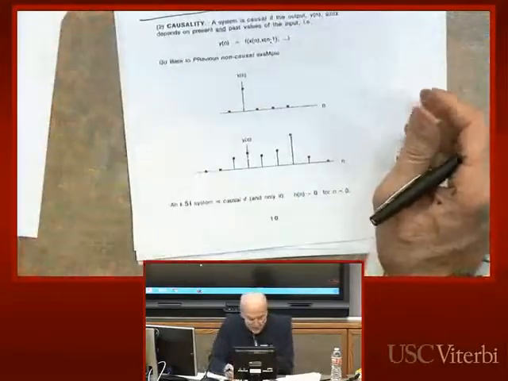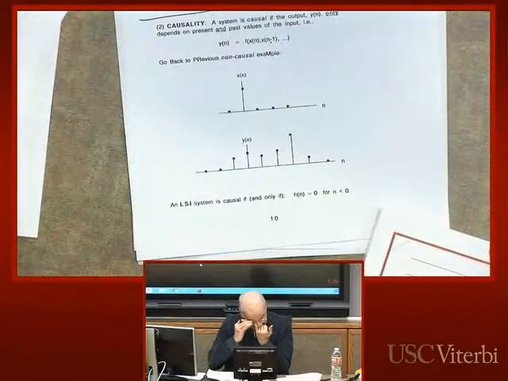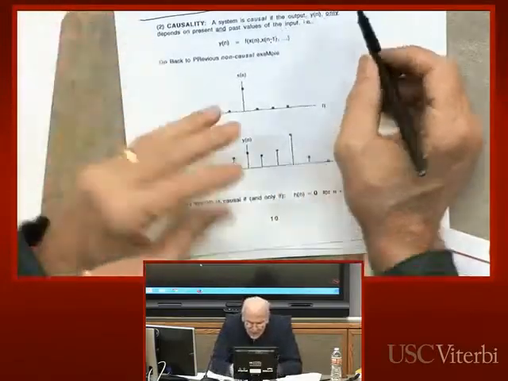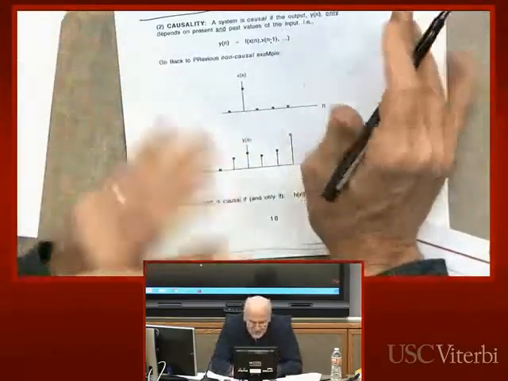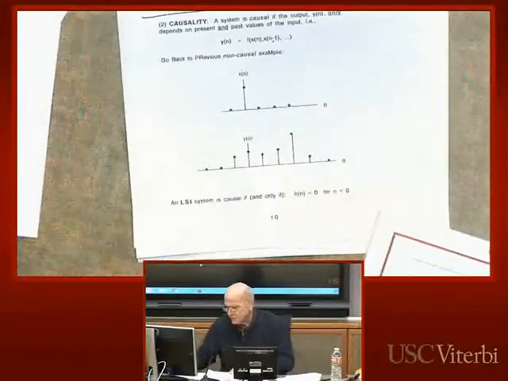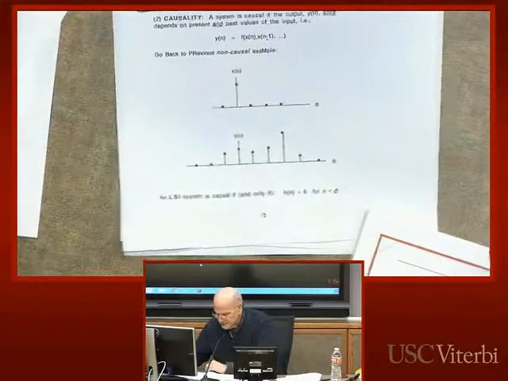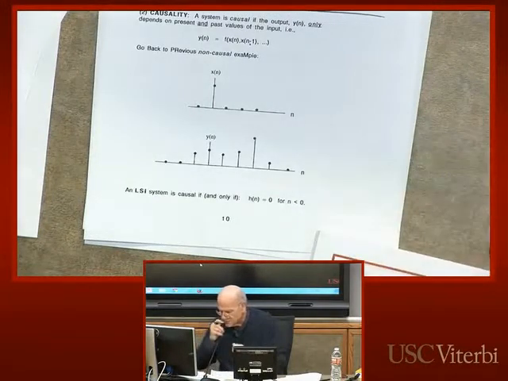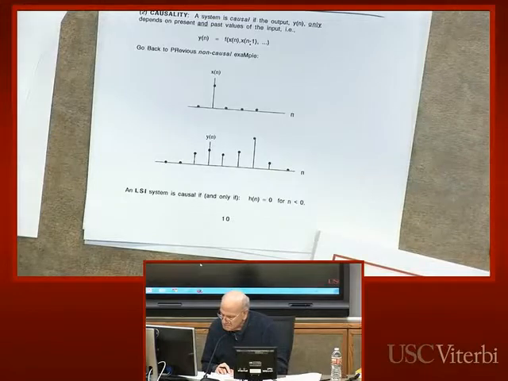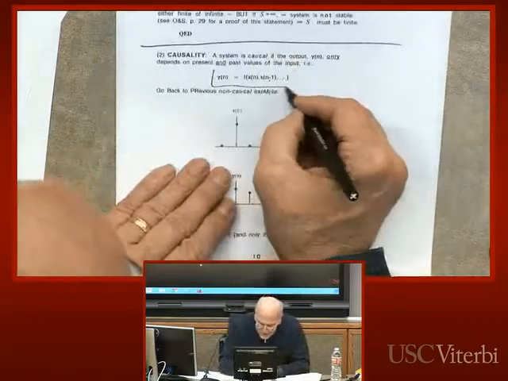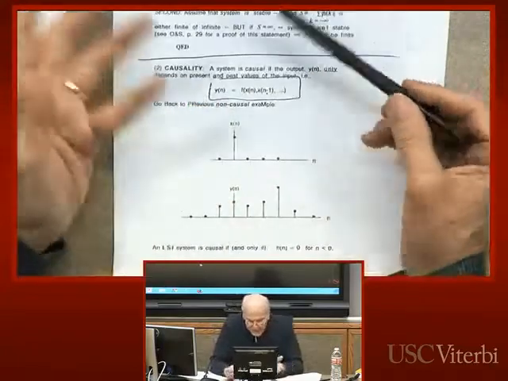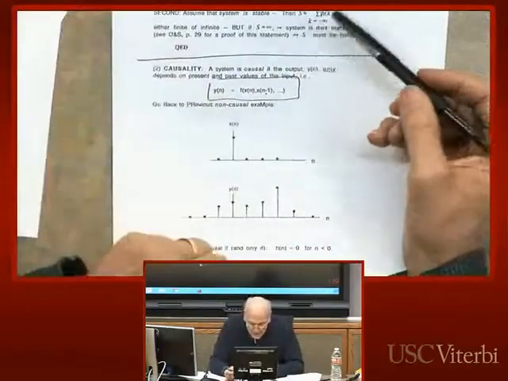Causal systems. Actually, we've already covered an example of a system that's not causal. A system is causal if the output y of n only depends on present and past values of its input. The output could have memory, that's fine. In fact, these systems generally do have memory, as I've already pointed out.